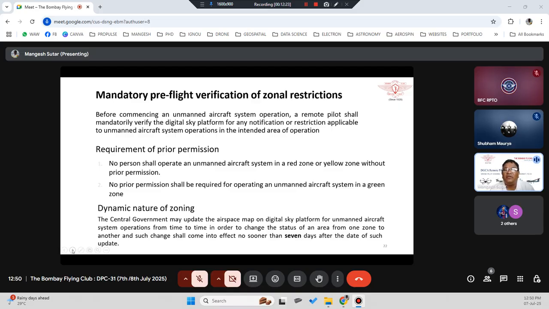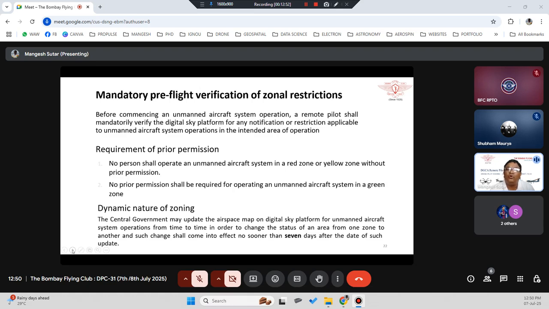But if the ask is beyond their capacity, they may simply reject or neglect it, or they may ask you to go to higher officials to get the permission. Okay. So, dynamic nature of zoning: the central government may update the airspace map for the Digital Sky platform for unmanned aircraft systems from time to time in order to change the status of an area from one zone to another zone. Such change shall come into effect no sooner than 7 days from the date of such update.